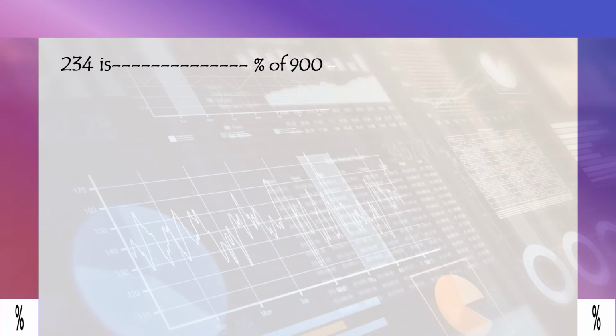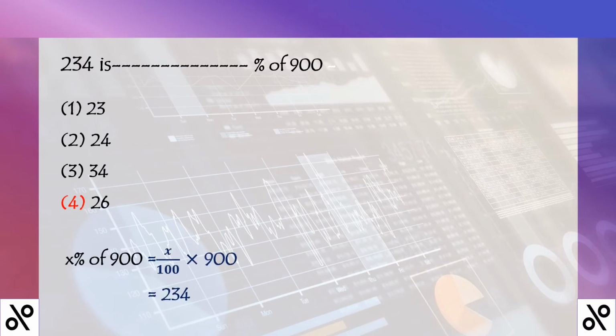234 is dash percent of 900. Now up till now we were given percentage. Okay, now we have to find out the percentage. So it is also very simple. You can simply do what? You have to take it as x. X percent of 900 is equal to x upon 100 into 900. Okay, so you will have to cancel it out and you can get it as 9x. Okay, 9x, it will be 9x, which is equal to 234.